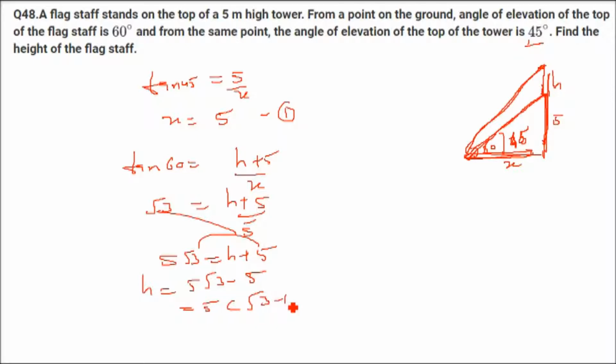It's going to be 5 root 3 minus 1. This is the height of the flagstaff. You can put root 3 as 1.732. Then also you can find out the final version, and this is also good. If you stop here, this will also be acceptable.